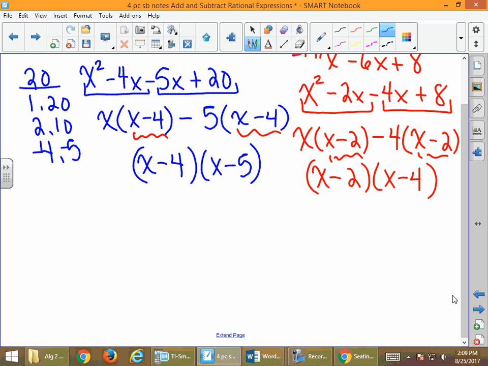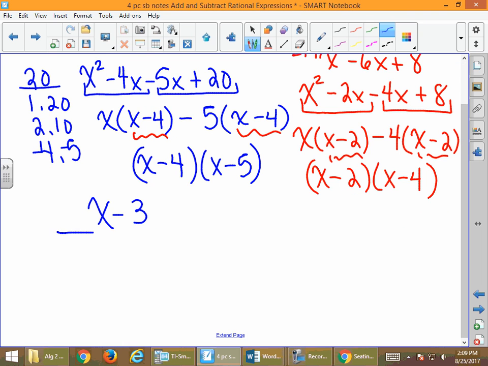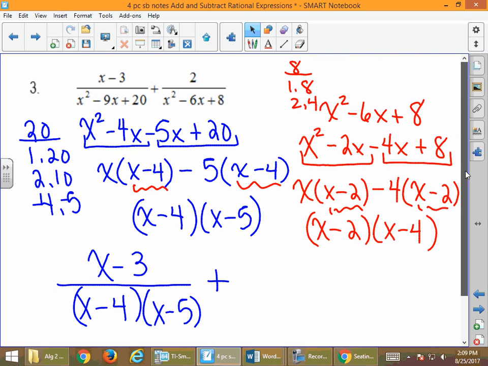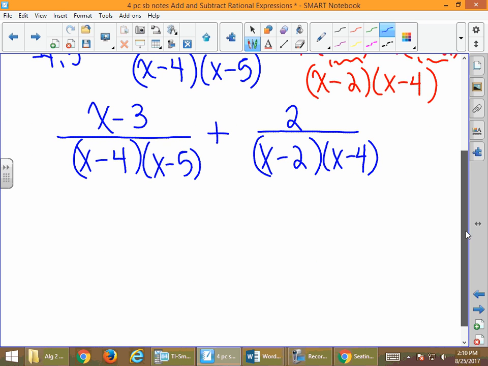And what we have is we have x minus 3. That was from our left-hand fraction. And we're dividing by x minus 4 times x minus 5 now. We're going to add that to what we did over here in red. Our numerator of that fraction was 2. And then we came up with the x minus 2 and the x minus 4 when we factored there in our denominator. So I just wrote it again to help us keep track of everything.